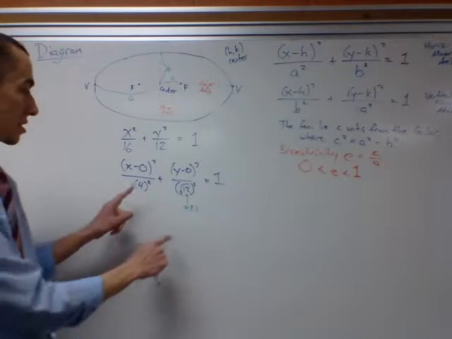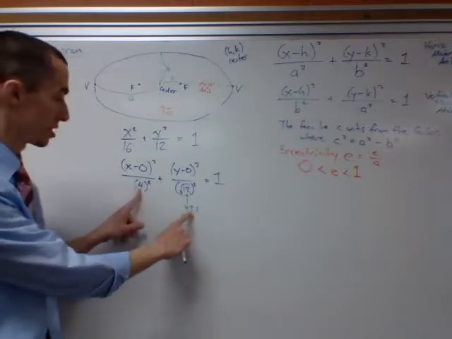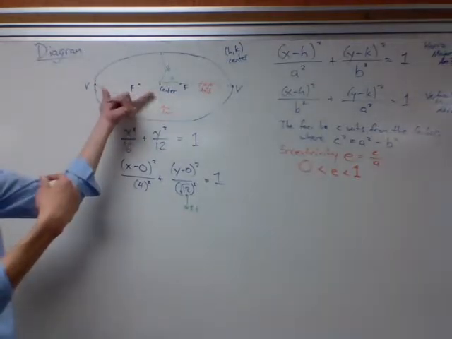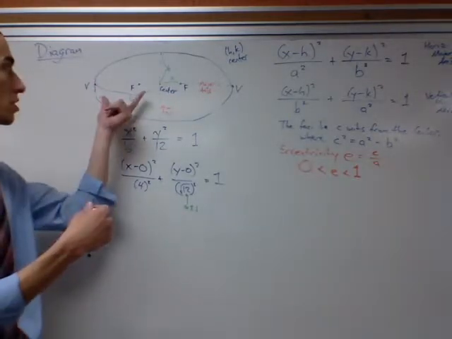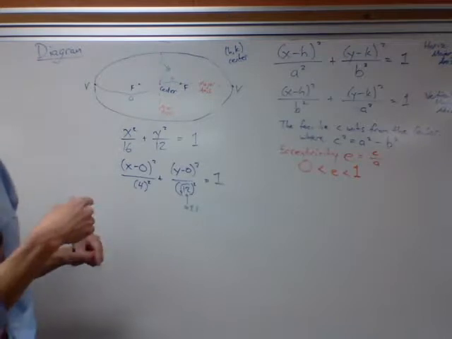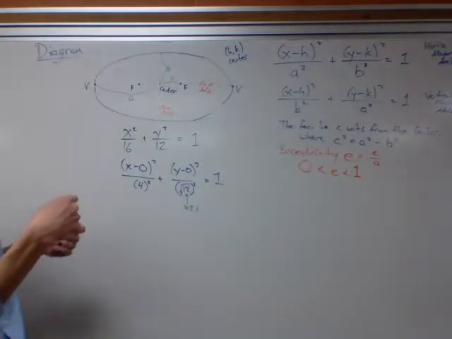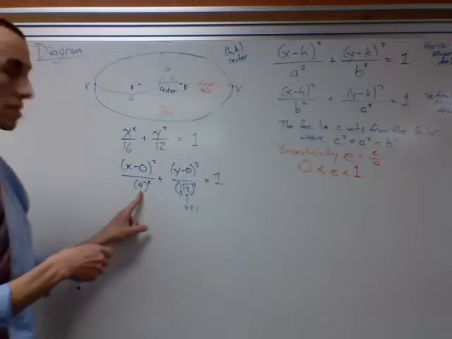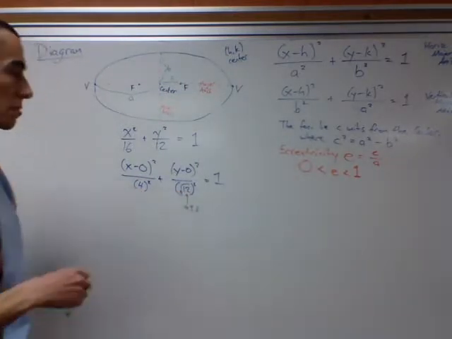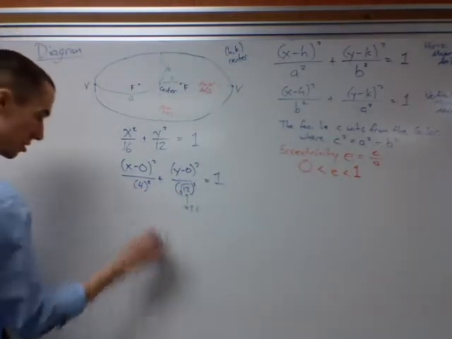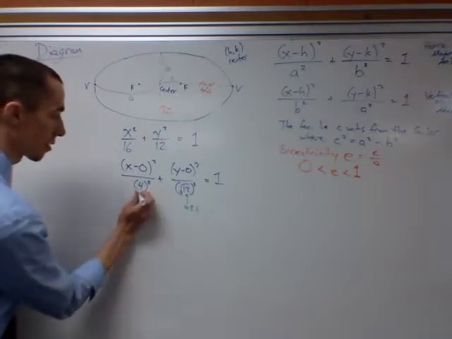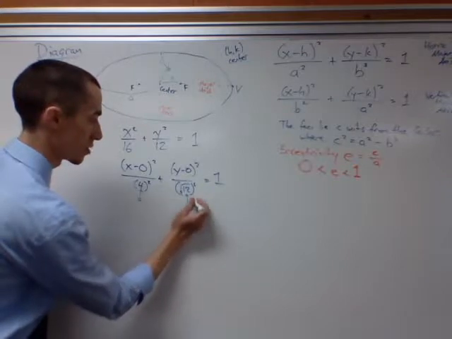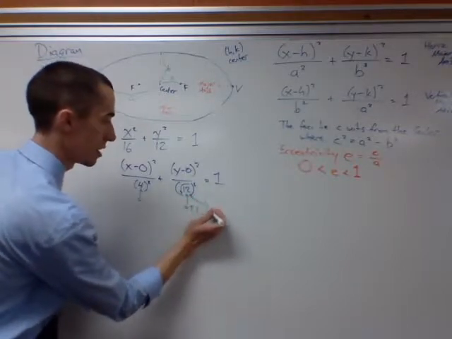So which one is this? Is this A and this B, or is this B and this A? Well, the major axis, this A number, is always greater than the minor axis, letter B. And so I know that this is going to be my major axis, and this is going to be my minor axis number. So this 4 is our A, and this square root of 12 is going to be our B.